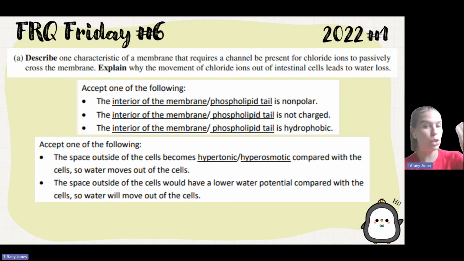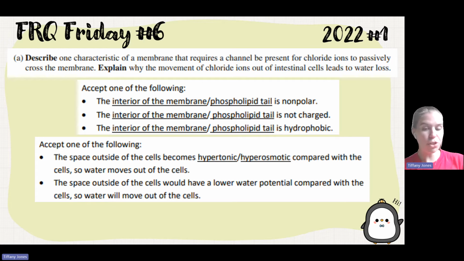The second part asks us to explain why the movement of chloride ions out of our intestinal cells leads to water loss. Well, the solute is going to be leaving the cell. So we have a higher solute concentration outside the cell. And if you remember, the solute potential equation is negative iCRT. In terms of our concentration, there's a higher concentration outside the cell. The outside of the cell is going to be hypertonic. So water will move from the hypotonic cell to the hypertonic solution.